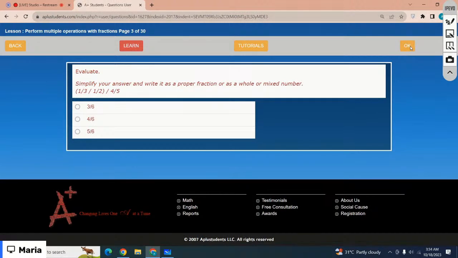Okay, evaluate. Simplify your answer and write it as a proper fraction or as a whole or mixed number. So which is the correct option? 1 by 3, 1 by 2, 4 by 6. Which is the correct option?